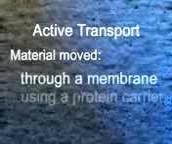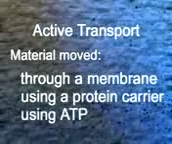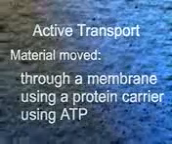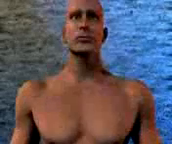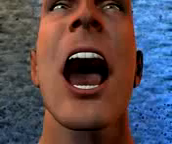Active transport is defined as material moved from a low concentration to a high concentration through a membrane using a protein carrier that requires ATP. An example of active transport is the mechanism of uptake of iodine by the thyroid gland. Iodine is essential for the manufacture of hormones that influence body metabolism.